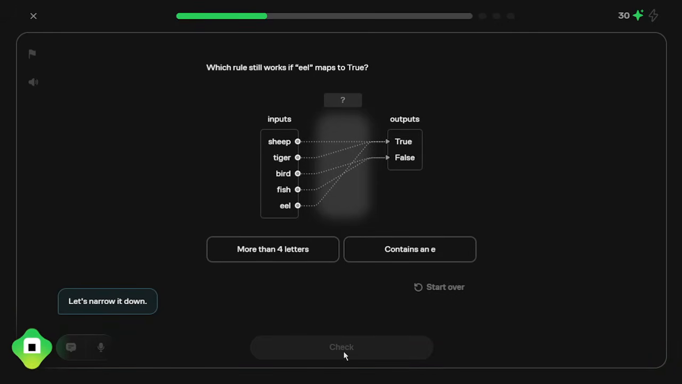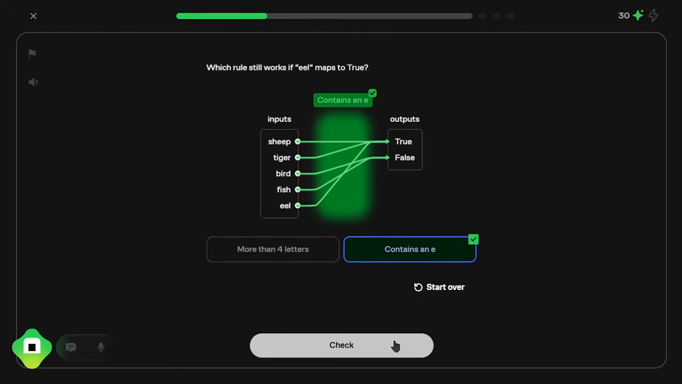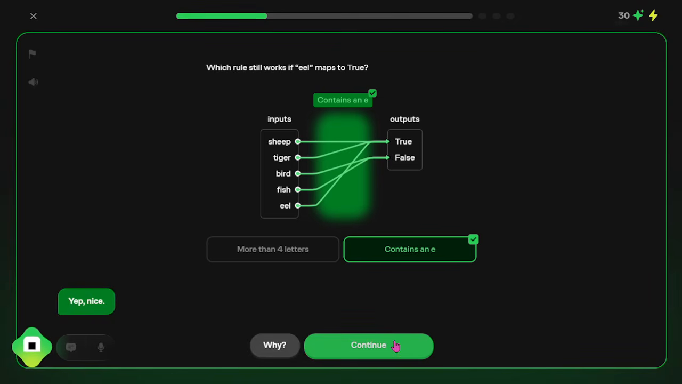Let's narrow it down. Which rule still works if eel maps to true? I think the last one, because it's just adding in and saying true. So it's not more than 4 letters, because eel has 3, and it must contain an E. It contains 2 E's. Nice.